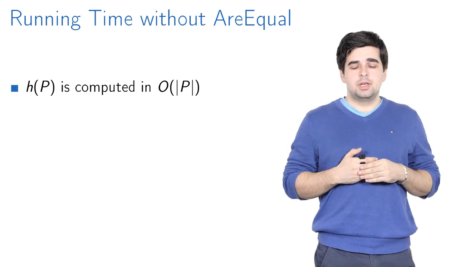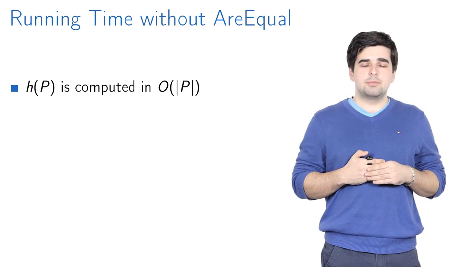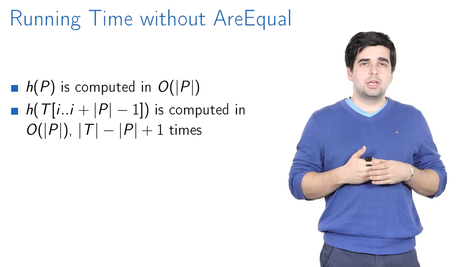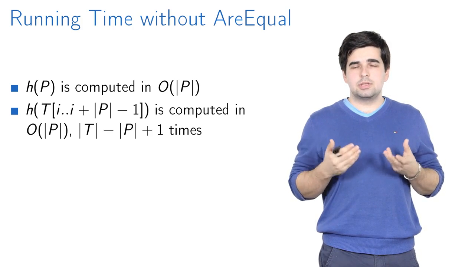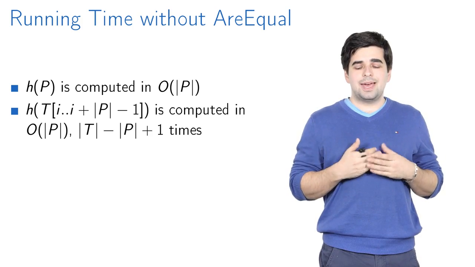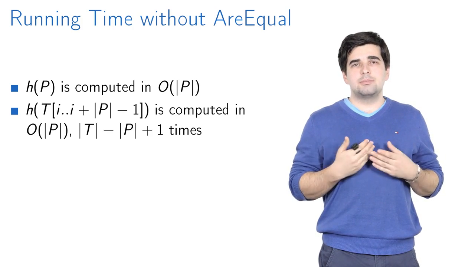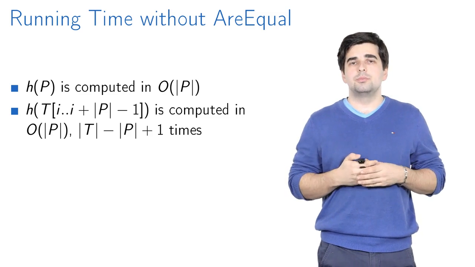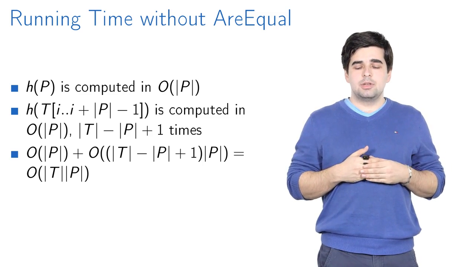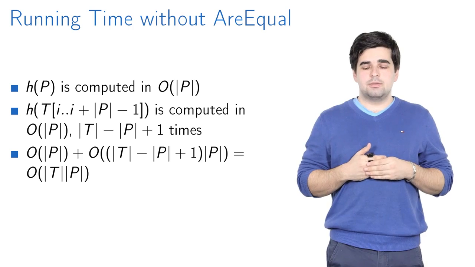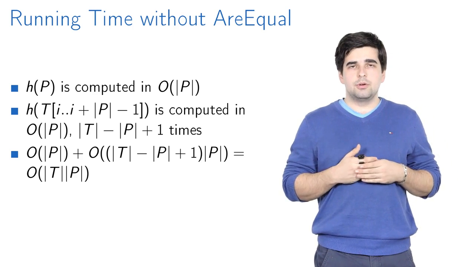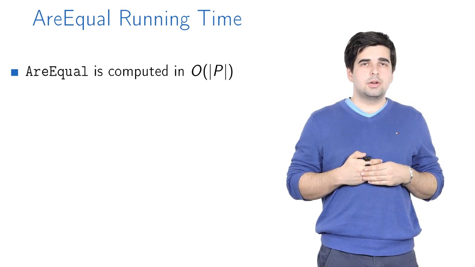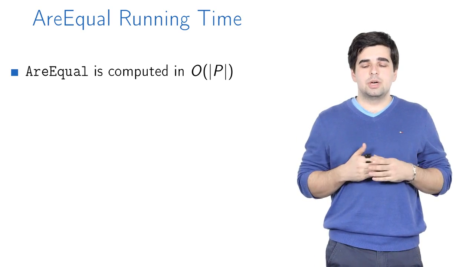So now let's estimate the running time of everything in our code except for calls to the r equal function. So the hash value of the pattern is computed in time big O of length of the pattern. Hash of the substring corresponding to the pattern is computed in the same big O of length of the pattern time, and this is done length of text minus length of the pattern plus 1 times, because that is the number of iterations of the for loop. So the total time to compute all those hash values is big O of length of text multiplied by length of the pattern.